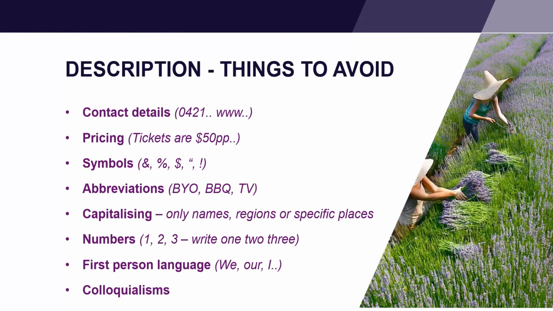Some things to avoid when you're writing your description. This will also speed up the time it takes for your listing to be approved and published. Don't include contact details, links, or pricing in your description. There are dedicated fields elsewhere in your listing for this information.